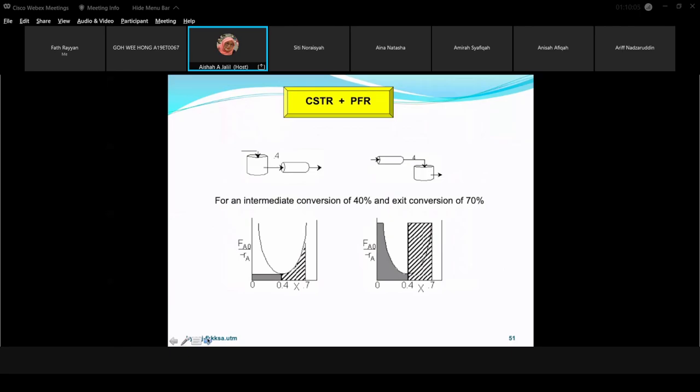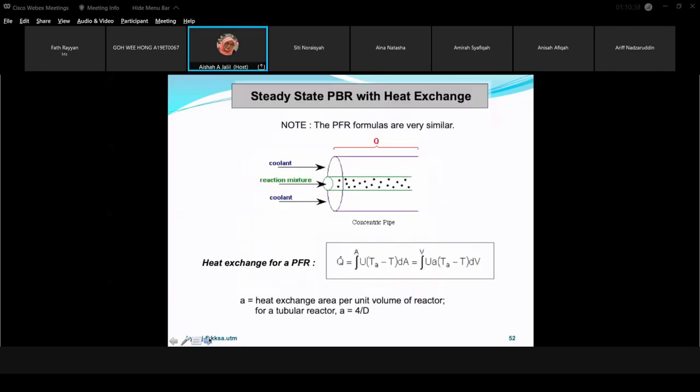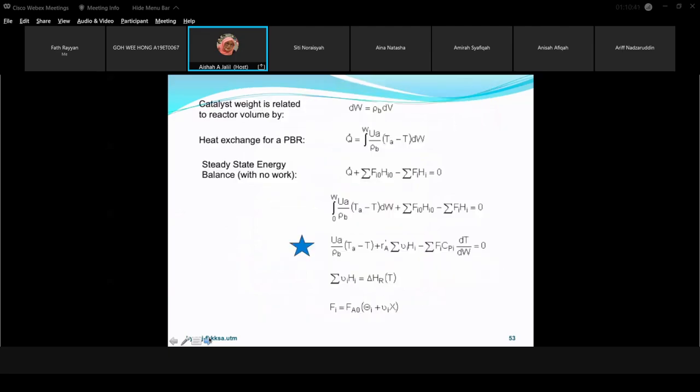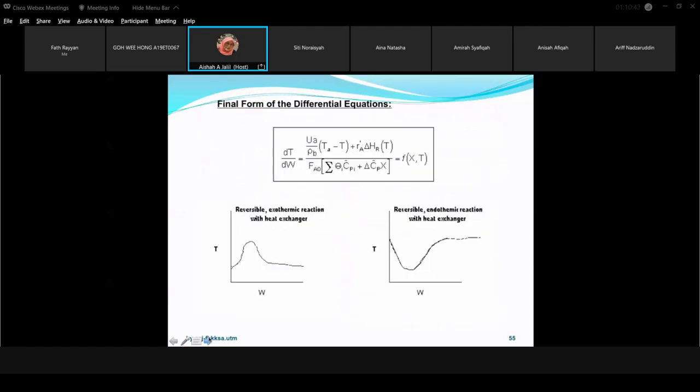This is later staging. This is CSTR plus PFR. This is 40 for the CSTR, extended to 70 by the PFR. This is the other way around: PFR and then CSTR. At 70, you have to go here because the curve is here. That's why. And then this is steady state PBR with heat exchange. No, we will not study that here.